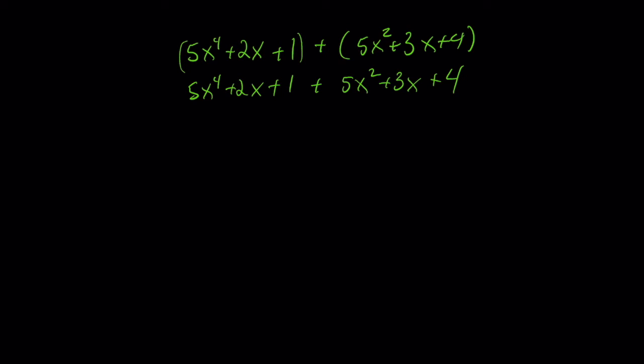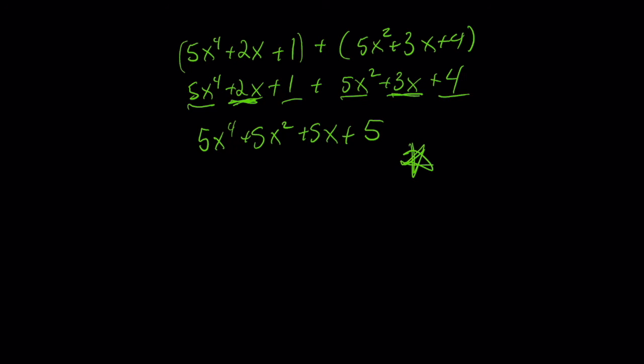There's 1 x to the fourth term. There's 1 x squared term. There are 2 x to the power of 1 terms. So 2x plus 3x is 5x. And then I add the constants. I didn't mean for everything to end up with a leading coefficient of 5. Geez, my level of creativity, y'all, sometimes is not there.